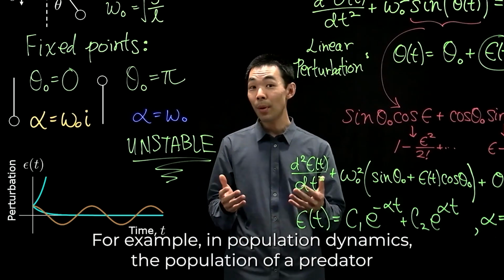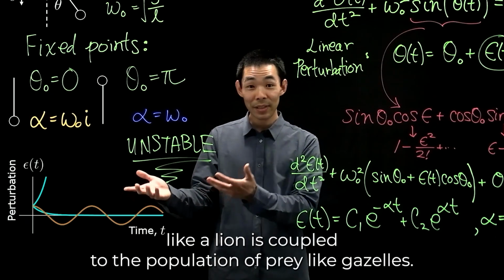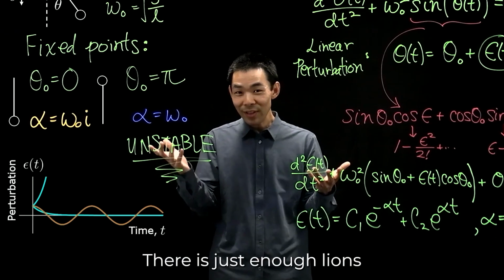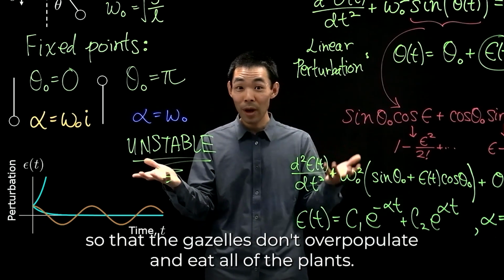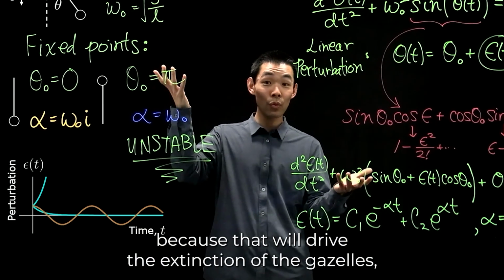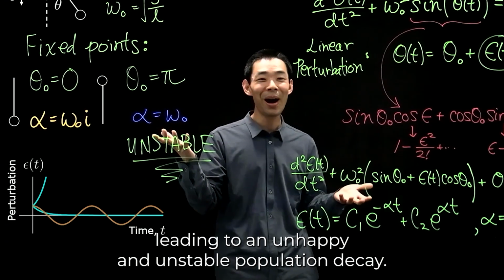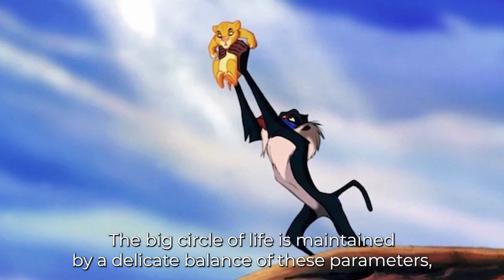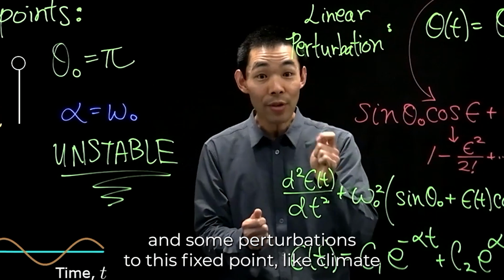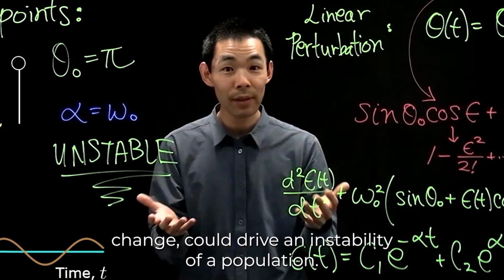For example, in population dynamics, the population of a predator, like a lion, is coupled to the population of prey, like gazelles. There is just enough lions so that the gazelles don't overpopulate and eat all of the plants. Yet we don't want the lions to overpopulate because that will drive the extinction of the gazelles, leading to an unhappy and unstable population decay. The big circle of life is maintained by a delicate balance of these parameters, and some perturbations to this fixed point, like climate change, could drive an instability of a population.